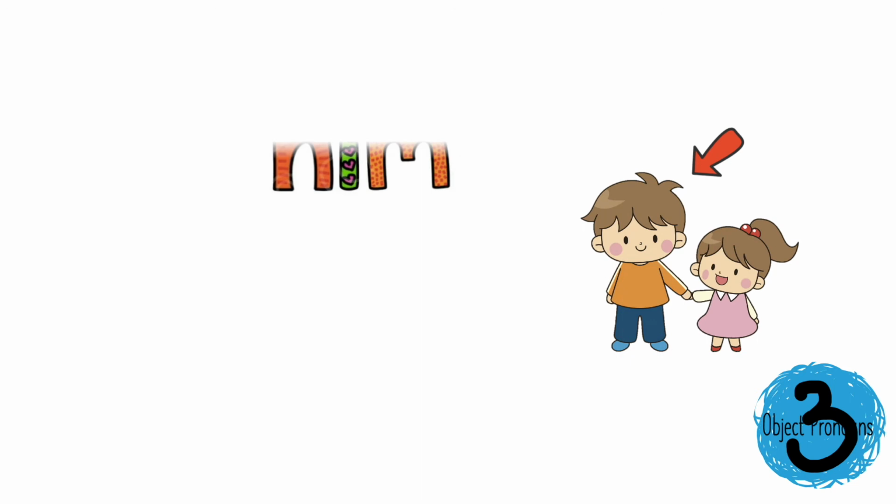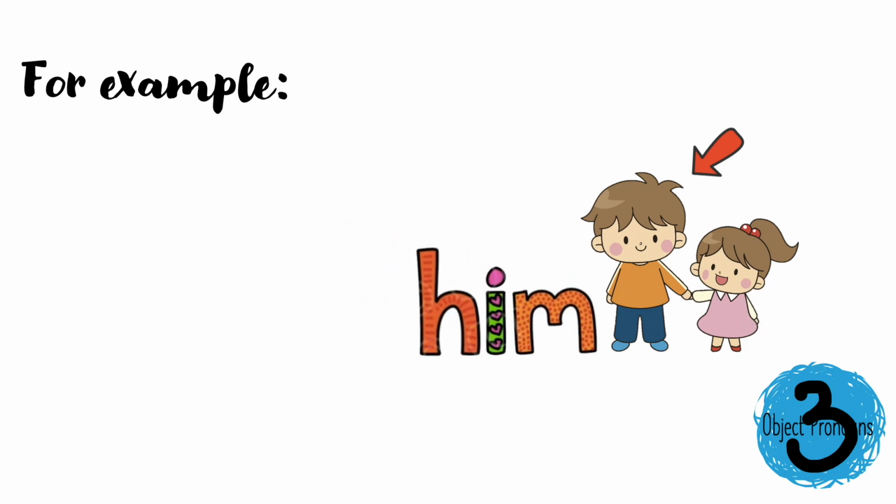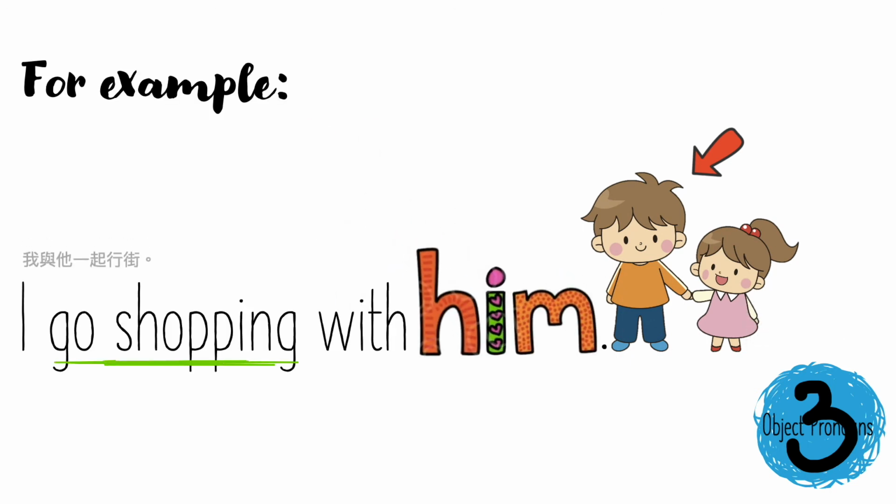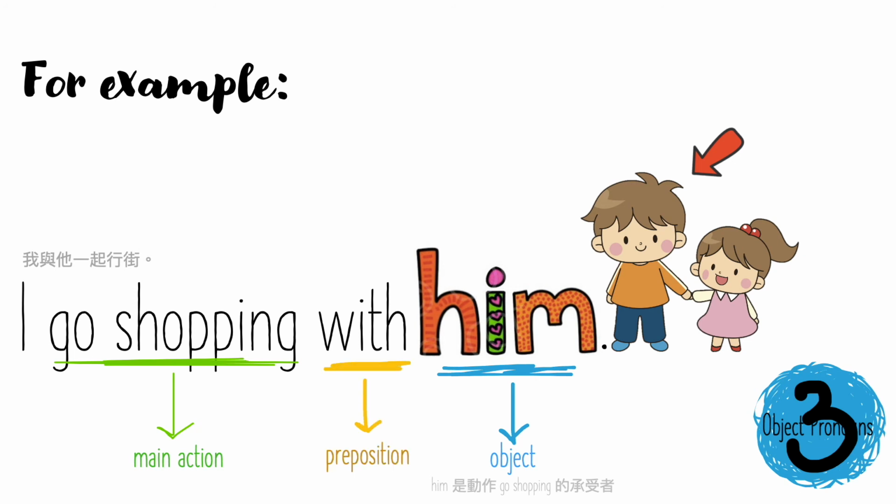Number 3, him, for a male. For example, I go shopping with him. Go shopping is the action here. Him is the receiving end of this action shopping. So him is the object, and it is after this preposition with.